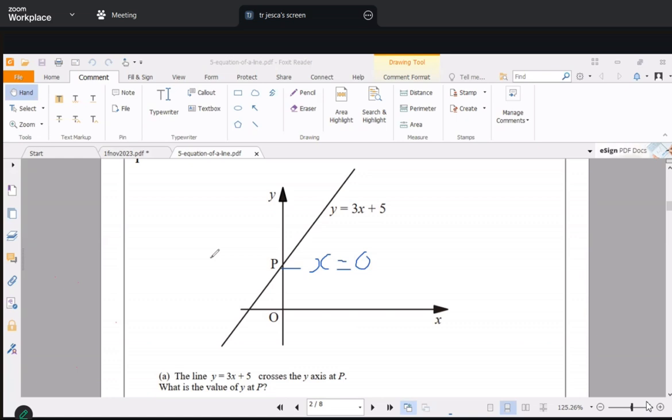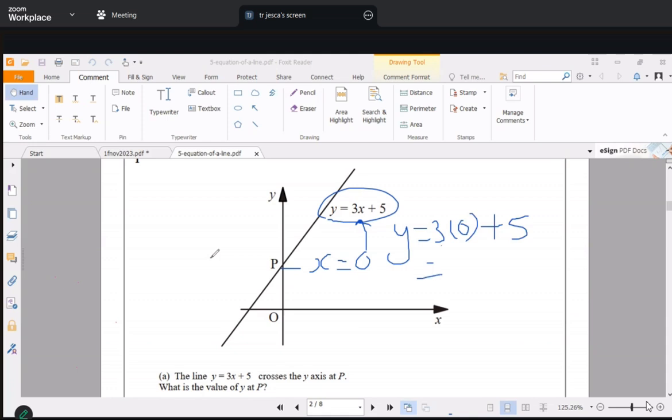So what do you do next? You already have the equation with you, that y is equal to 3x plus 5, and you've already identified that x is equal to 0. So we just substitute: where we have x, we replace it with 0 in this equation. So it will be y is equal to 3, and where we have x, we put 0, so this will be 3 in brackets 0, then plus 5. And then we solve the equation.